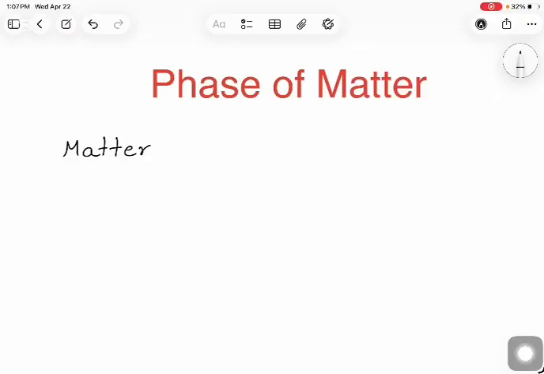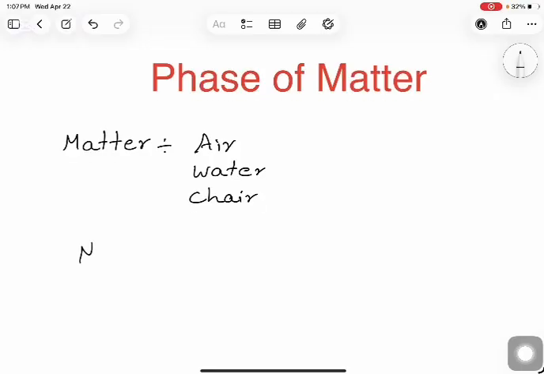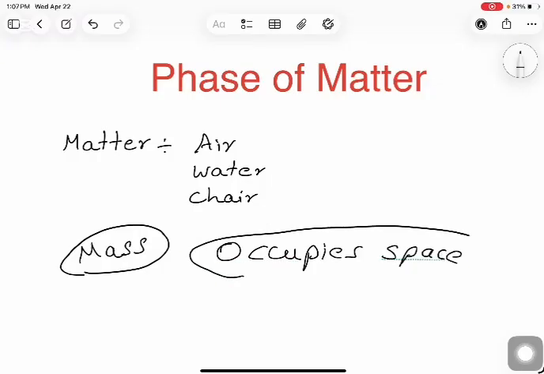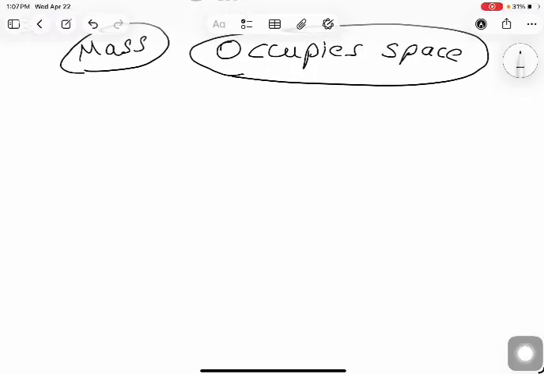We know everything around us is made of matter. For an example, the chair we sit on, the water we drink, the air we breathe are all matter. So we can identify that matter is anything that has mass and occupies a space. When we talk about the phases of matter, we can divide it into four types: solid, liquid, gas and also plasma.